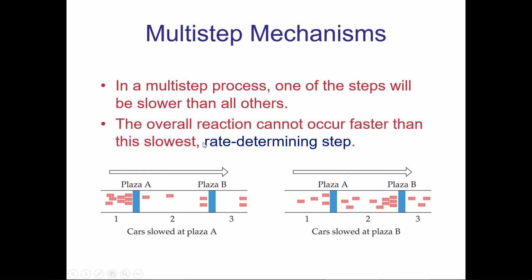So in the picture we have an example of toll plazas. As cars approach each plaza, they have to slow down. So in the first picture, they're slowed down at Plaza A, and then once they get through Plaza A, they're flying through Plaza B. So really, the slowdown at Plaza A determines the speed of your trip. Or you could be slowed down at B, so getting through A doesn't slow you down at all, but then you have to slow down for B. So the rate of your car moving through the toll region is based on moving through Plaza B in this second picture.